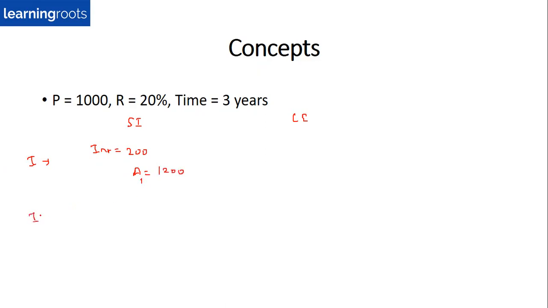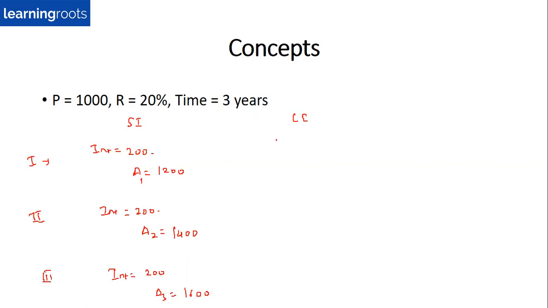In case of second year also, the actual value of the interest is going to remain the same, because you're always calculating 20% of 1000. And hence the amount at the end of 2 years: you'll get 200 of the first year, 200 of the second year, so 400 in total, so 1400 as the amount. And in the third year, this interest is going to be again 200, so A3 is going to be 1600. So that's how simple interest will work.